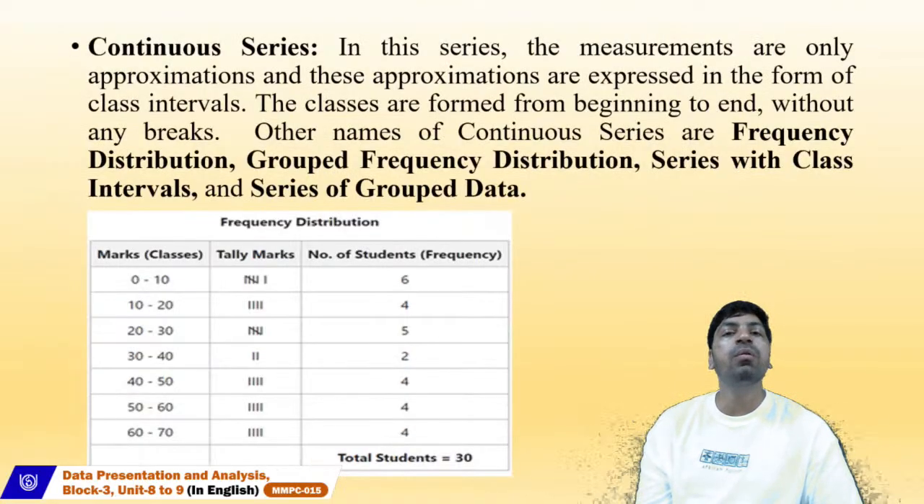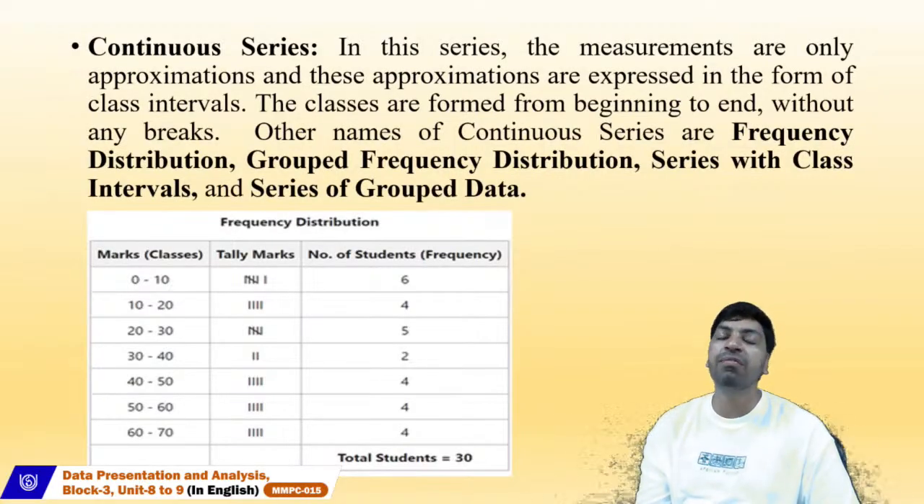Now we can come up to the continuous series. In this series, the measurements are only approximate, and the approximate values are expressed in the form of class intervals, which have no gaps. So the classes are formed from beginning to end without any breaks. That means the values begin continuously and accordingly without any breaks, and that becomes a continuous series.